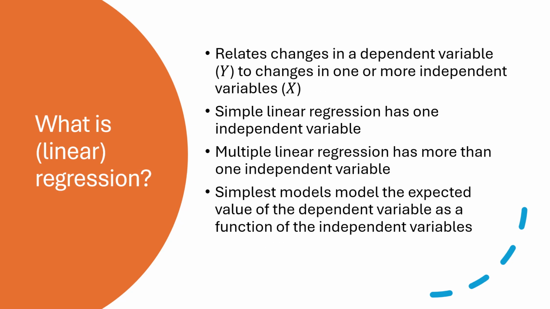I will begin by addressing the question, what is linear regression? Linear regression relates changes in a dependent variable, often labeled y, to changes in one or more independent variables, typically labeled as x. Simple linear regression has only one independent variable. Multiple linear regression has more than one independent variable. In the simplest model, we're trying to relate the expected value of the dependent variable to the values of the independent variables.